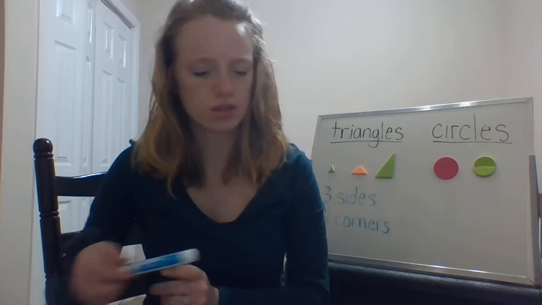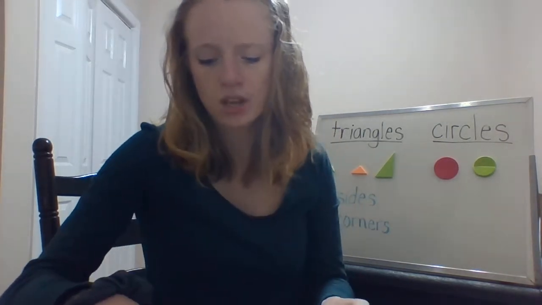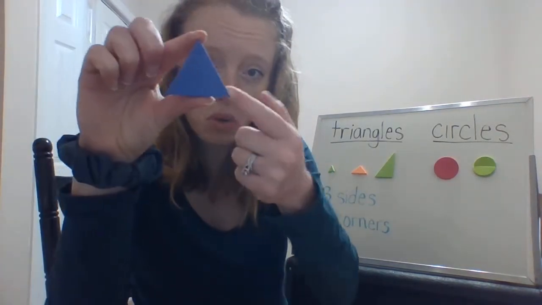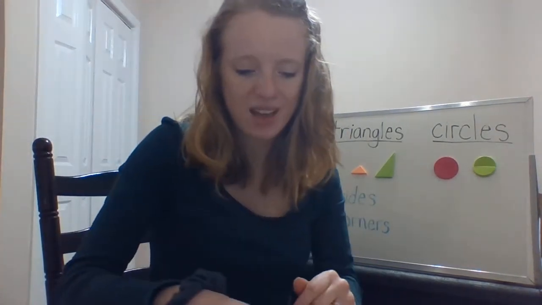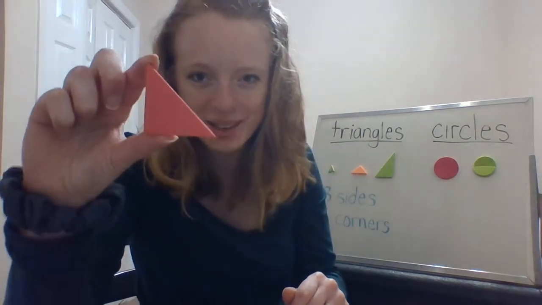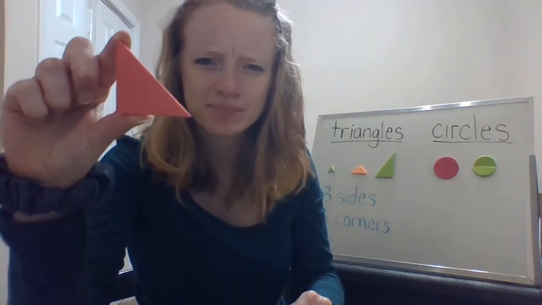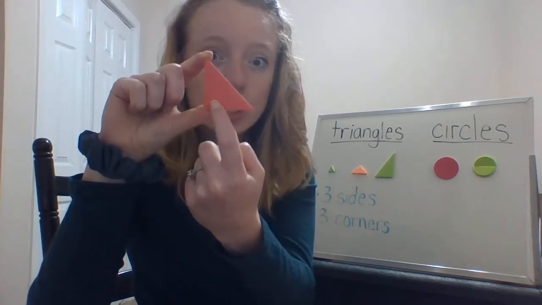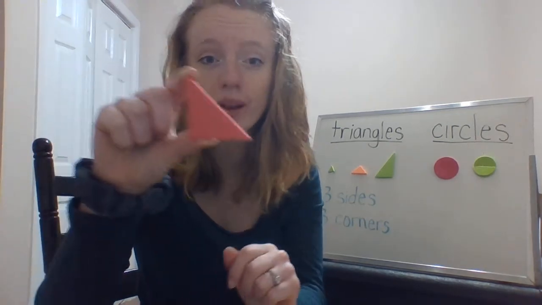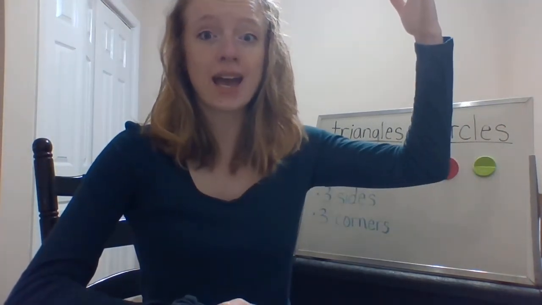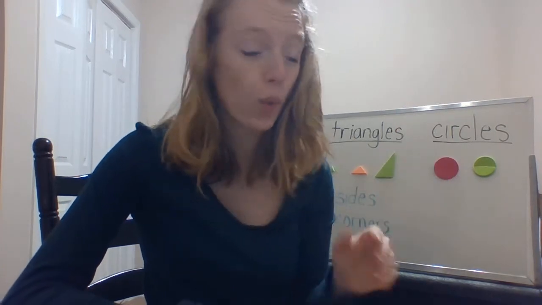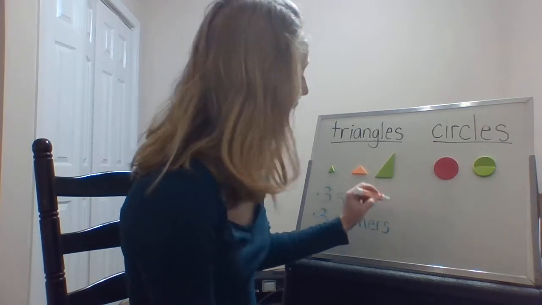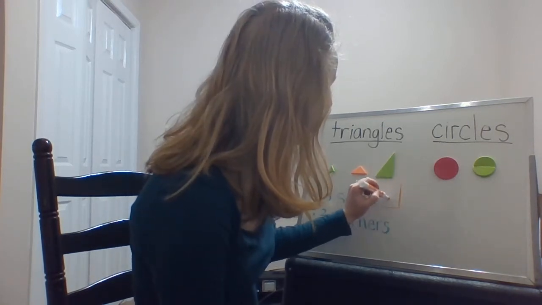Now for some triangles, the corners don't all look the same. So for a triangle like this, the corners look the same. But what about a triangle that looks like this? Are the corners the same? These look like they're small corners. And this is a special kind of corner that we've already talked about. It's called a square corner. So some triangles, like this one, have a square corner.